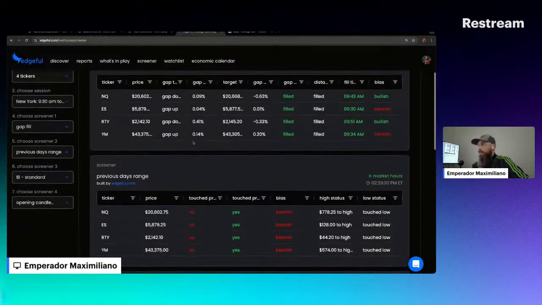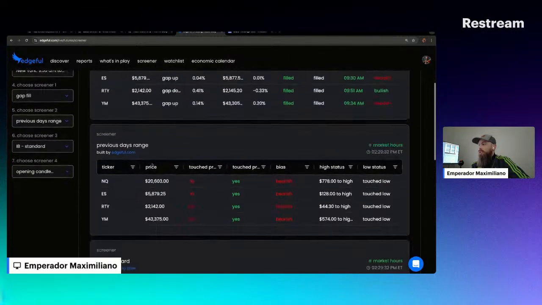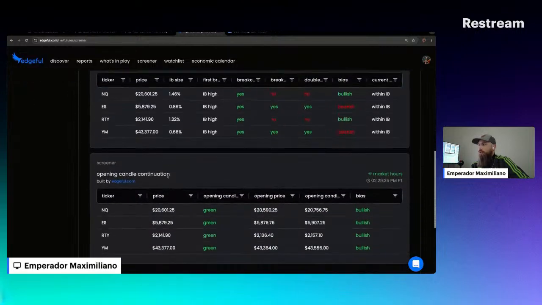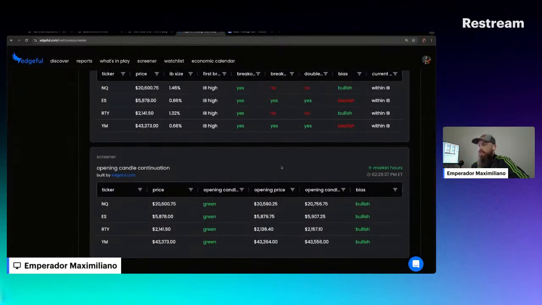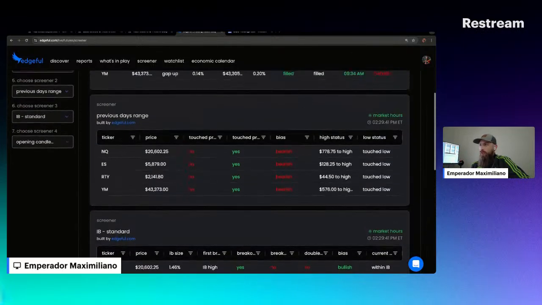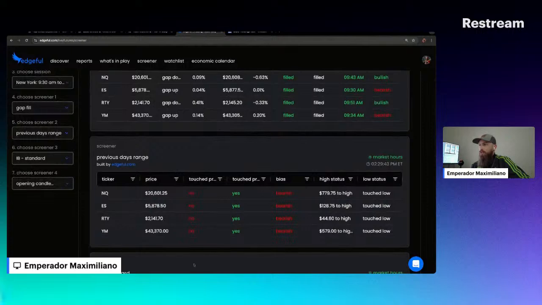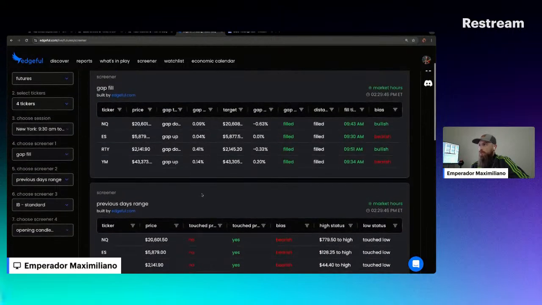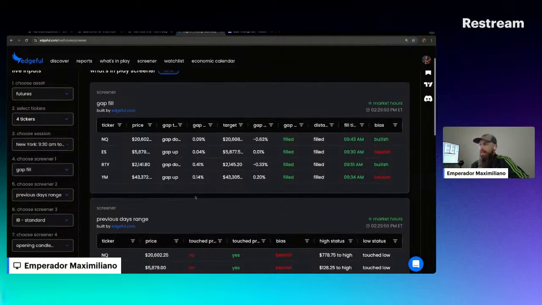So here's the ones I like. Once again, right? Gap fill, previous day's range, IB, and opening candle continuation. So I can look at this at any point, any day, and I can look for discrepancies. I can look for things lining up. If all of these are lining up the same direction, that makes me think a certain way, right? It makes me want to lean a certain way with my trading and my analysis for that day.